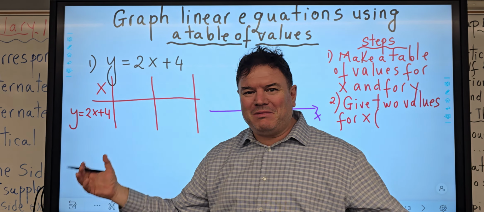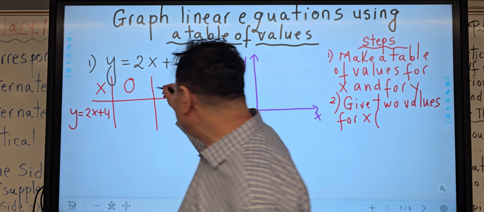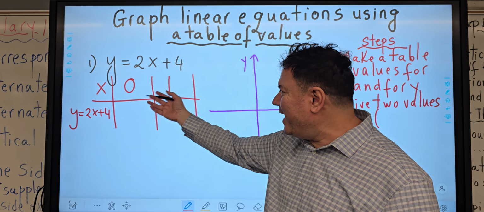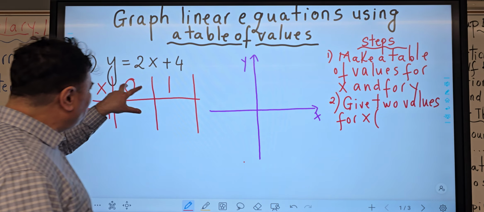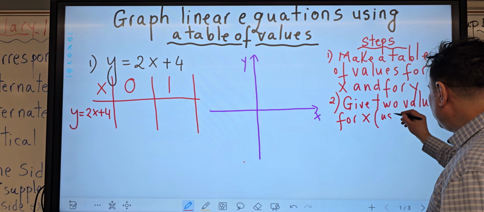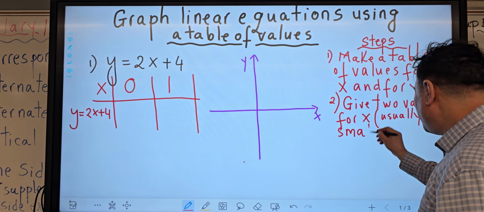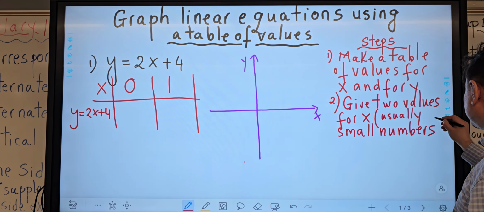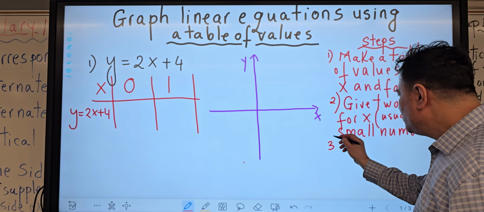The smallest number obviously is 0. And then we can do another number, 1. 0, 1 would be very small numbers for x, especially if we do not have a fraction here. So this would be really good numbers. Give two values for x, usually small numbers. Usually small numbers, and we did right there. Now we are going to go to step number three.